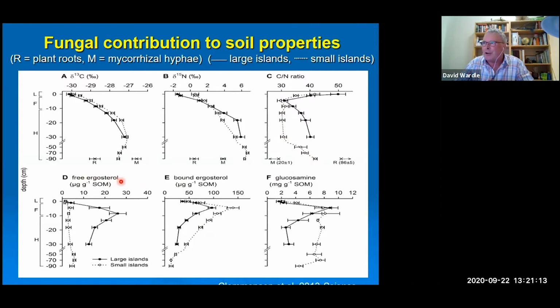This is free ergosterol, so it breaks down really easily. Lots of it on the large islands with the shallow humus, not so much on the small islands with the deep humus. However, if we look at bound ergosterol, ergosterol is tied up in tough forms. Lots on the small islands with deep humus, not so much on the large islands. So the deep humus is because we've got lots of this tough fungal material and not so much of this very easily breakable fungal material.